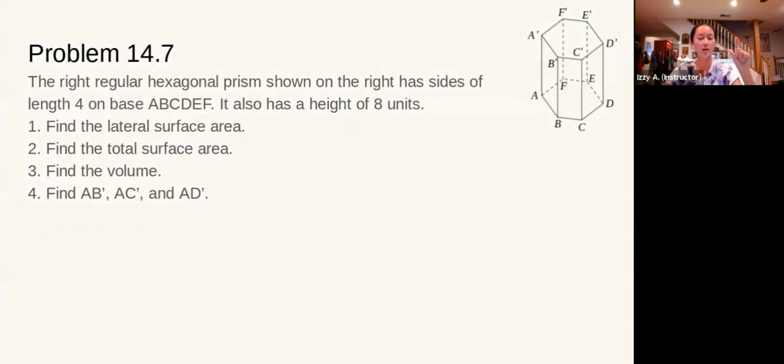So go ahead and try to figure out 1 and 2 first, and then we can go over 3 and 4. But if you figure out 1 and 2, you can go ahead and work on 3 and 4.